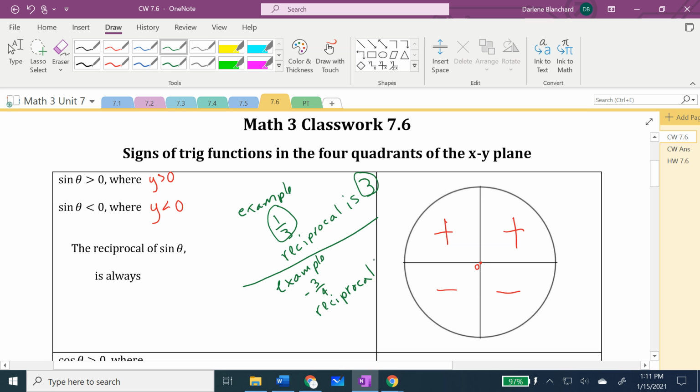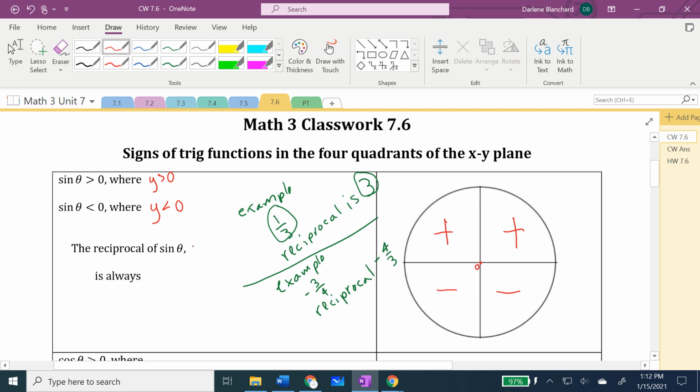The reciprocal is negative 4/3. So if I reciprocate a positive number, I get a positive number. If I reciprocate a negative number, I get a negative number. That means that the reciprocal of sine, which function is the reciprocal of sine? Which trig function is sine's reciprocal?